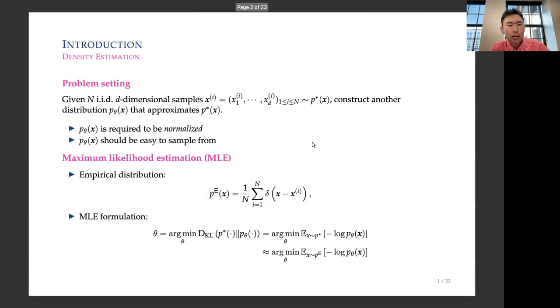So to begin, let's talk about density estimation, the problem that I'm working on. The problem setting is basically that we are given n i.i.d. d-dimensional samples drawn from an unknown distribution P star. And we would like to construct another distribution P theta that serves as an approximation to this P star, where theta denotes whatever parameterization you would like to use.